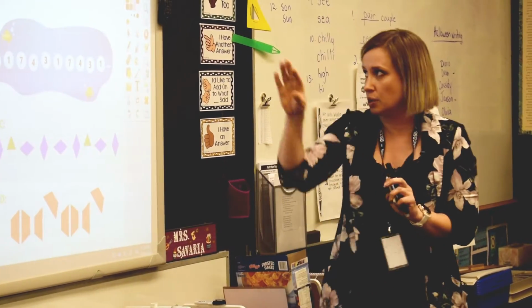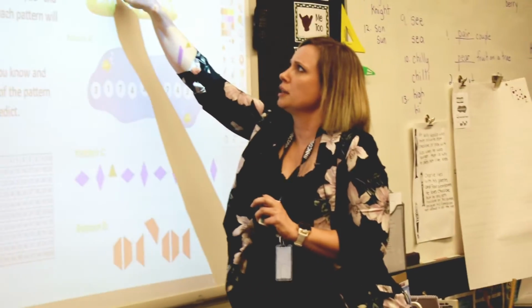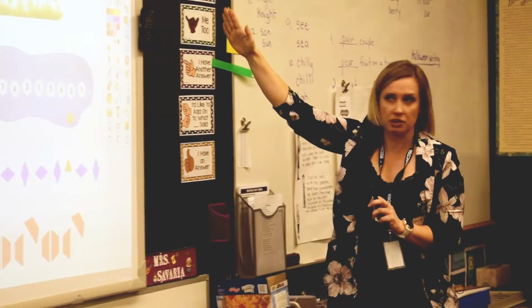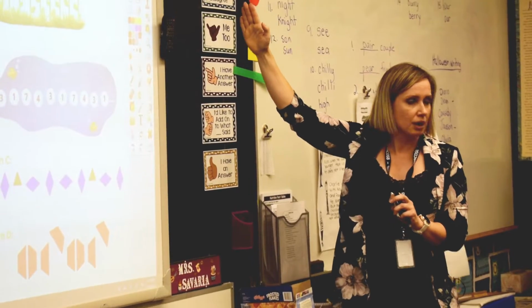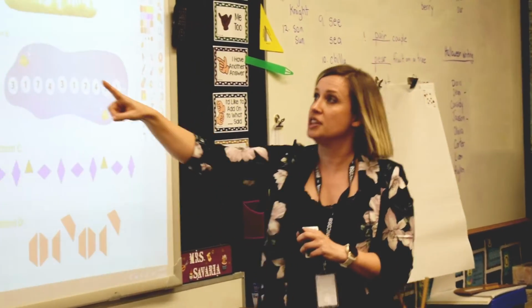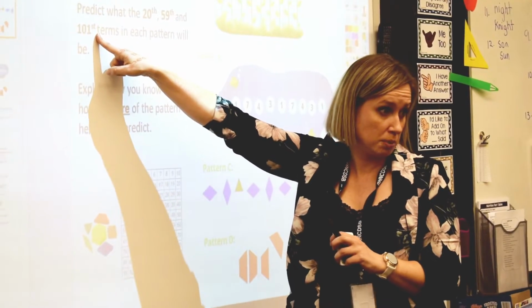So if I kept going this pattern, this is the first, second, third, fourth, fifth, sixth, seventh, eighth, ninth term, what would the 20th term be? What would the 59th term be? Oh, and I forgot, and what would the 101st term be?